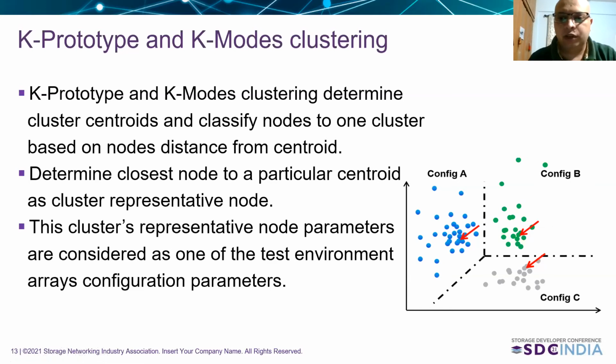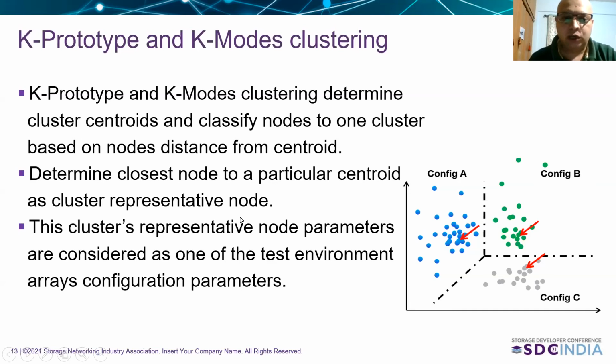The blue nodes are assigned to this particular cluster based on the distance of these nodes from the cluster centroids. The parameters used to consider this distance are the configuration parameters of the arrays for the K-prototype clustering. For K-mode clustering, the features were considered as the parameters for the clustering mechanism.